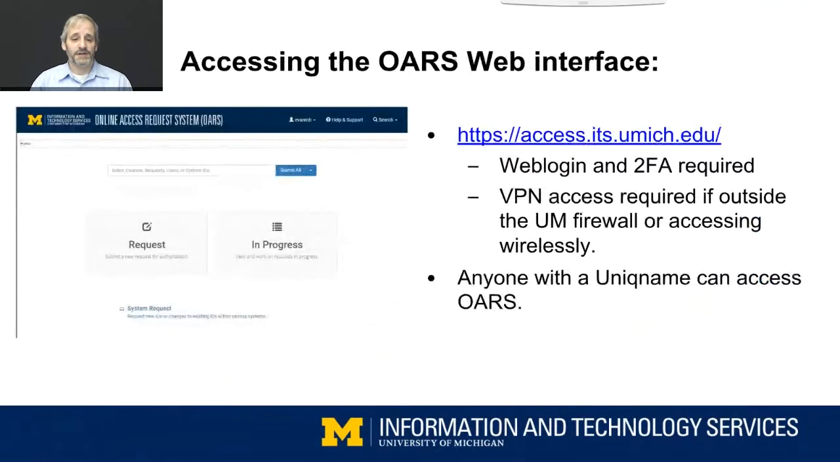So accessing OARS is fairly simple. You go to access.its.umich.edu. It does require a uniqname login and two-factor. And if you are outside the U of M firewall, or if you're on a wireless connection, you'll need to be using a VPN to access it as well. So essentially, anyone who has a uniqname can access OARS.